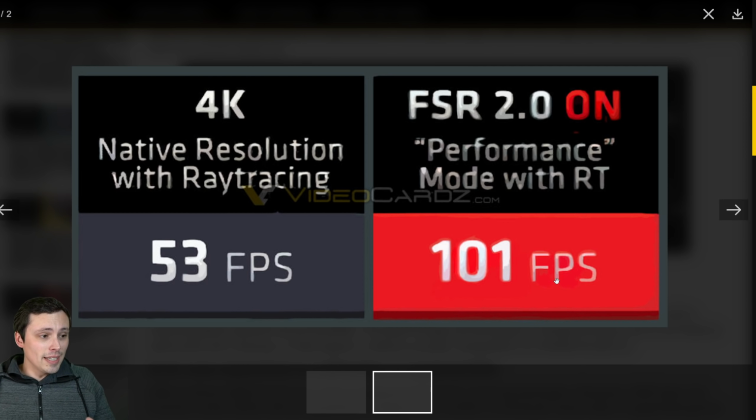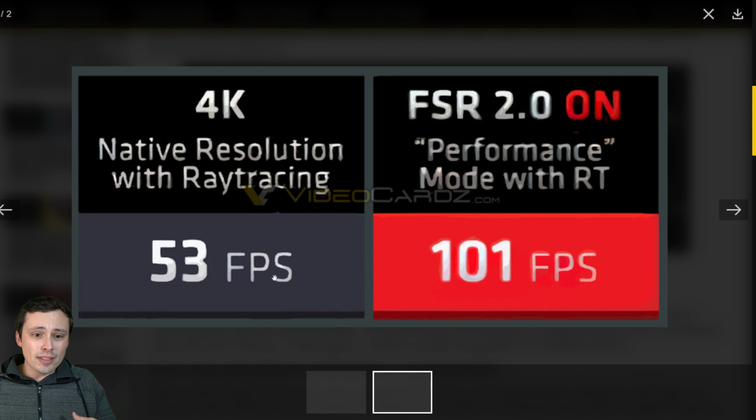Now another thing that we get here is this little bit. 4K native resolution with ray tracing, 53 FPS; FSR 2.0 on, performance mode with RT, 101 FPS. So we're doubling the frame rate with ray tracing on. Now we don't know what game this is, although if you read the VideoCardz article, they do talk a bit about Deathloop specifically, although it's unclear if this is specifically from Deathloop. But that could be one of the initial supported games, and that could be this slide, although we don't have an idea what this GPU is.